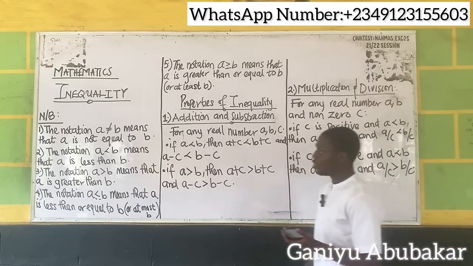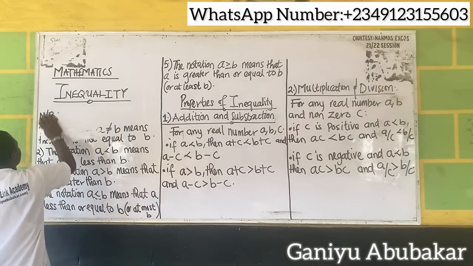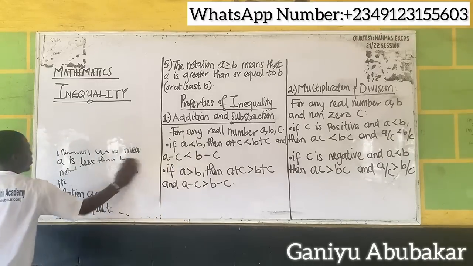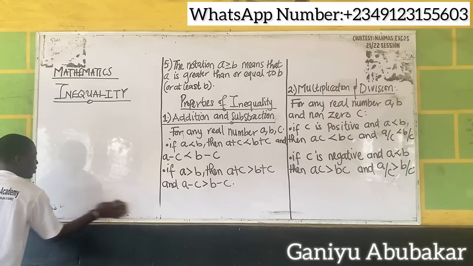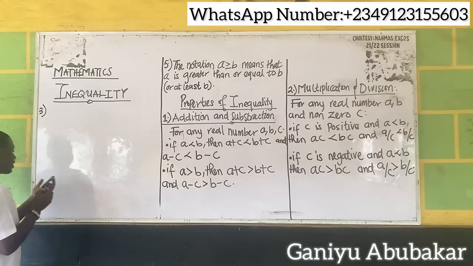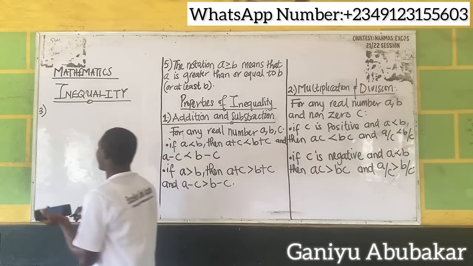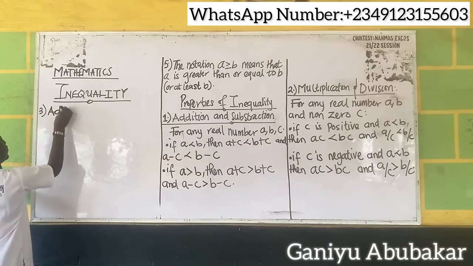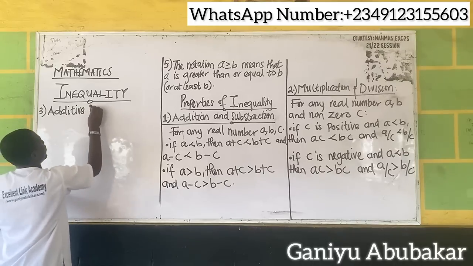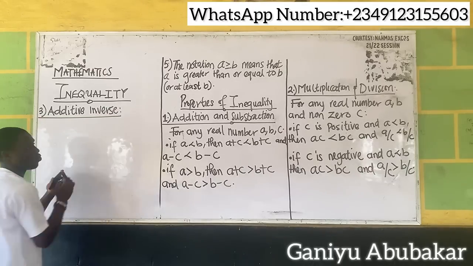Let's look at the third property of inequality, number 3. The third property is called the additive inverse. All right. This is the third property of inequality.